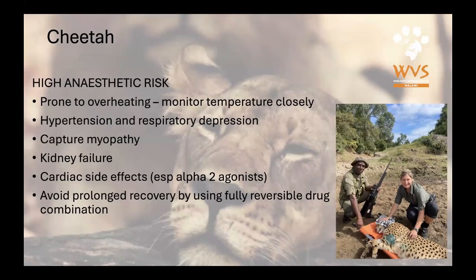So overheating, definitely a very high risk. Hypertension and respiratory depression is a risk. Capture myopathy, definitely real and high risk, basically leading then to kidney failure. And then we have cardiac side effects, especially when we have the medetomidine. And by all means, we need to avoid prolonged recovery by using fully reversible drug combinations. So that's why BAM is such a good drug for them.